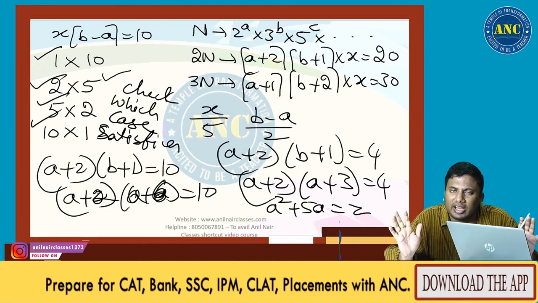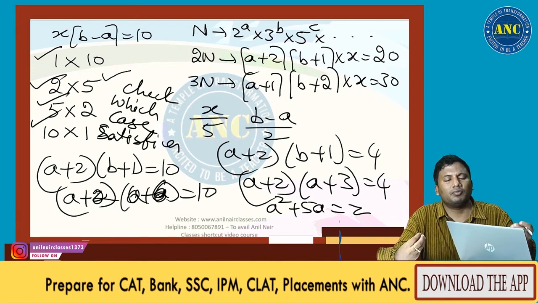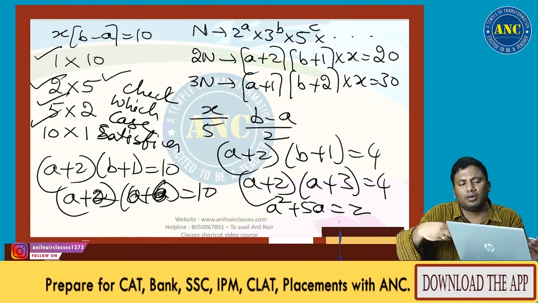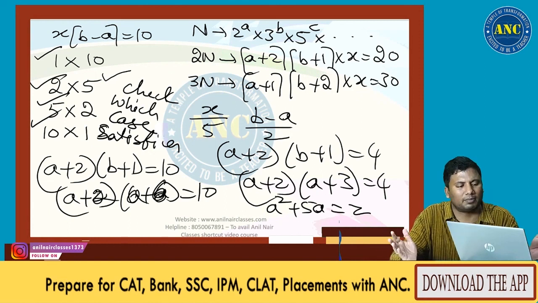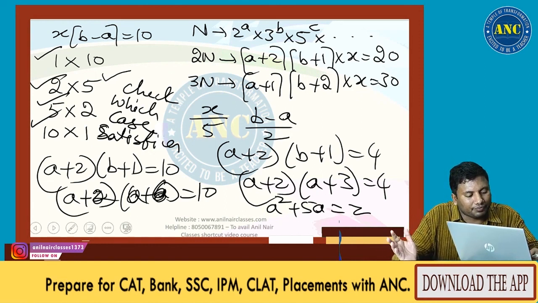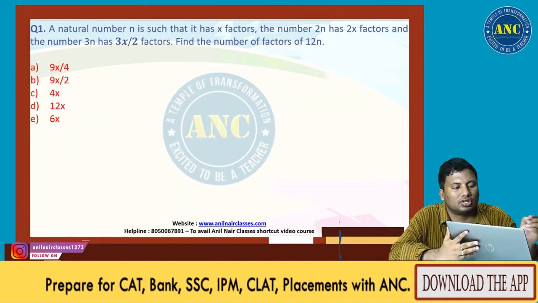I hope the idea is clear. A little bit of pen pushing is required. We have to take which case will satisfy. Maybe 1 case will satisfy, maybe 2 cases will satisfy. If you get 2 cases, there are 2 different numbers. The same idea we will use in this number. A natural number is there.